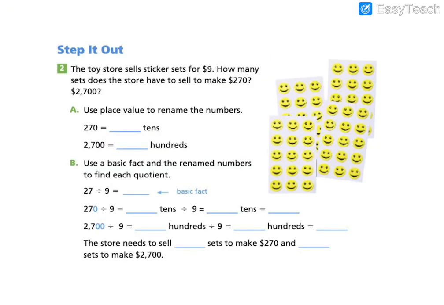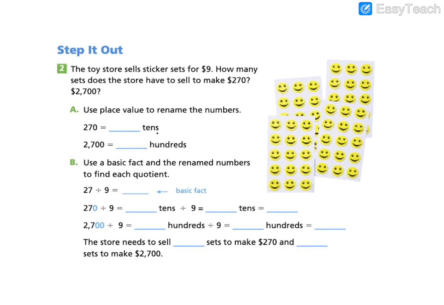Right, number 2. The toy store sells sticker sets for $9. How many sets does the store have to sell to make $270? How many would they have to sell to make $2,700? Okay, we're going to use place value to rename the numbers. It's asking us to rename 270 as tens. I'm going to make sure I underline the digit in the tens place. Remember, I need to look left in my number. I know that in order to rename 270 in tens, it's equal to 27 tens.